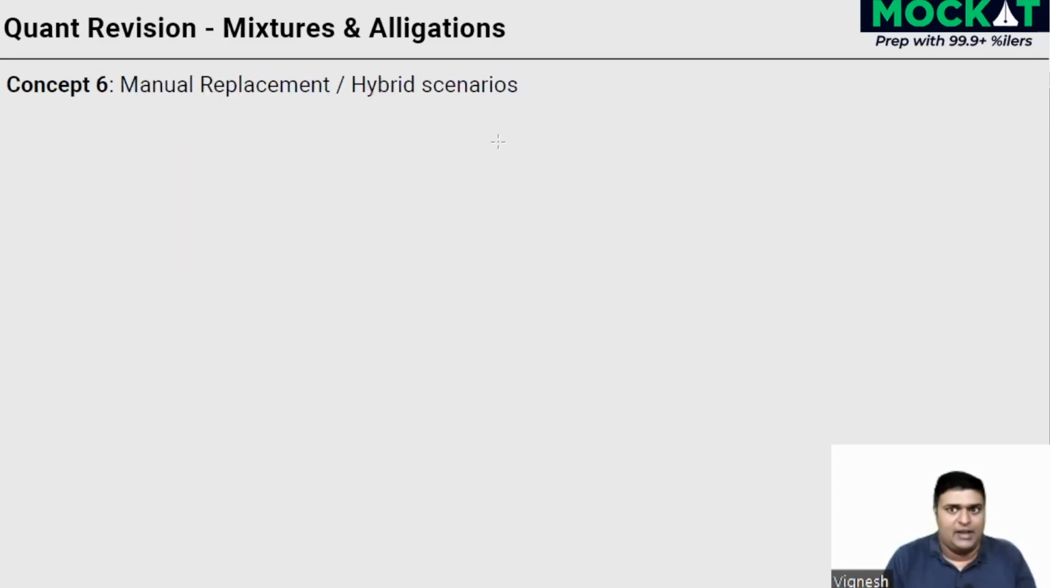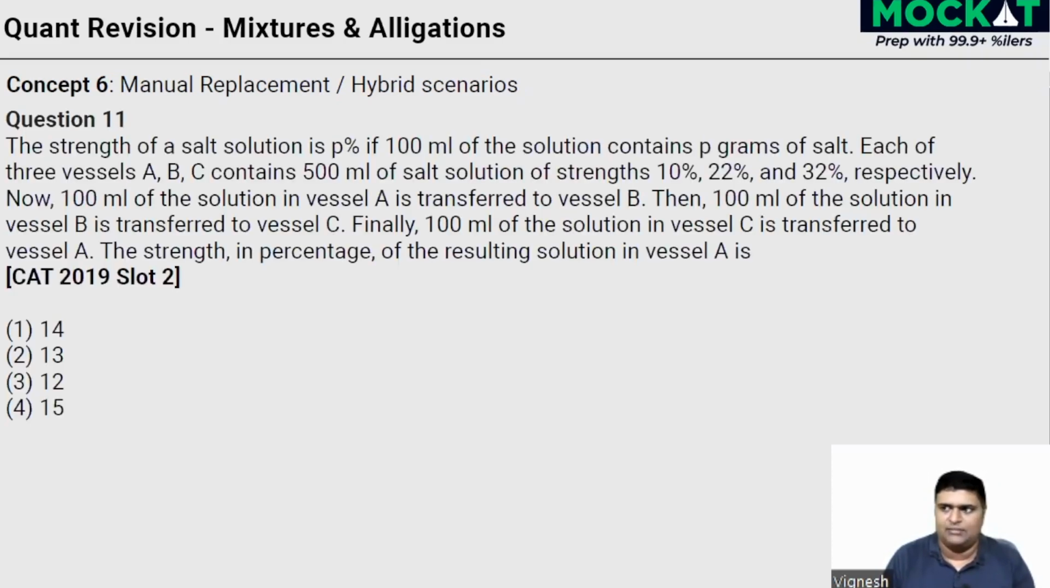Manual replacement in hybrid scenarios over here, right? So when the replacement is not going to be standard, like successive replacement with the same portion, or we are taking from one, putting into the other, mixing it up, and then taking from that and putting into the first, when all those are going to happen, you have to track it manually, right? We'll take up an example around that.